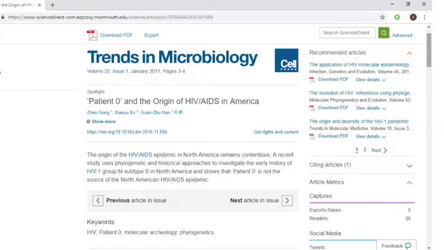Patient 0, a very sexually active gay man, was significant because he led to a cluster of homosexual men who all had AIDS and strengthened evidence of the illness's ability to be transmitted sexually.